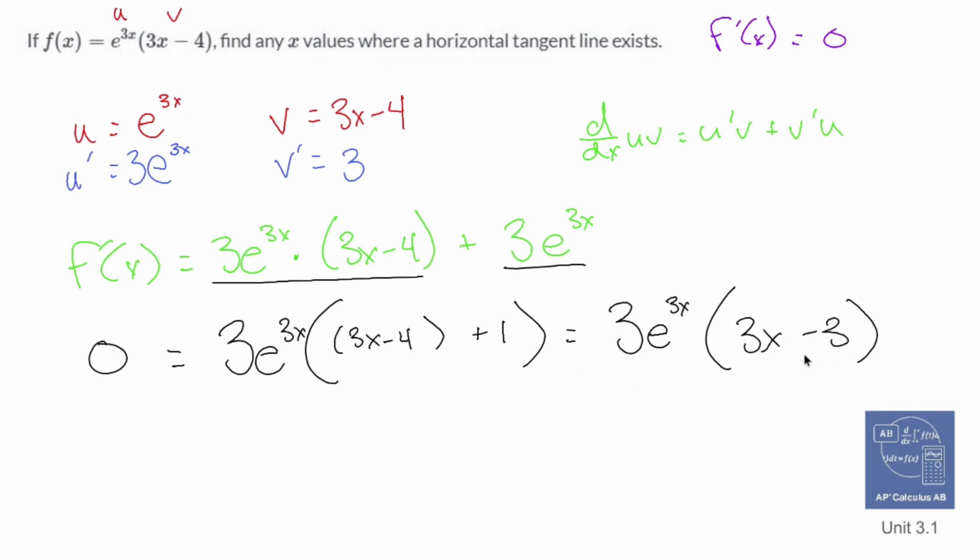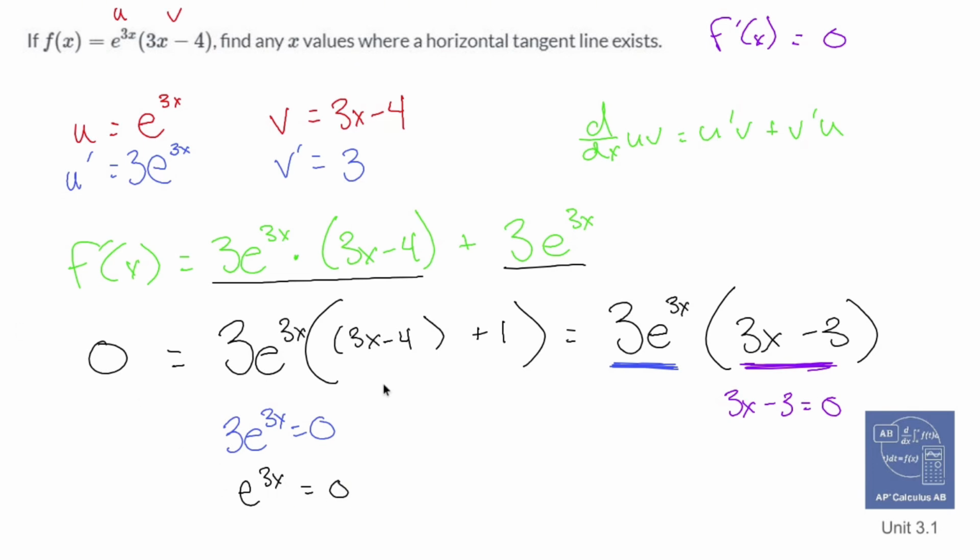Now, using the zero product property, my job is to find any x values where the horizontal tangent line exists. So I'm going to do zero product property and set each factor equal to 0. So 3 e to the 3x equals 0. And then in a different color, 3x minus 3 equals 0. Okay, so that's going to be the easy guy. That'll take me a couple steps. This, not so much. If I divide everything by 3, though, I now have e to the 3x equals 0.